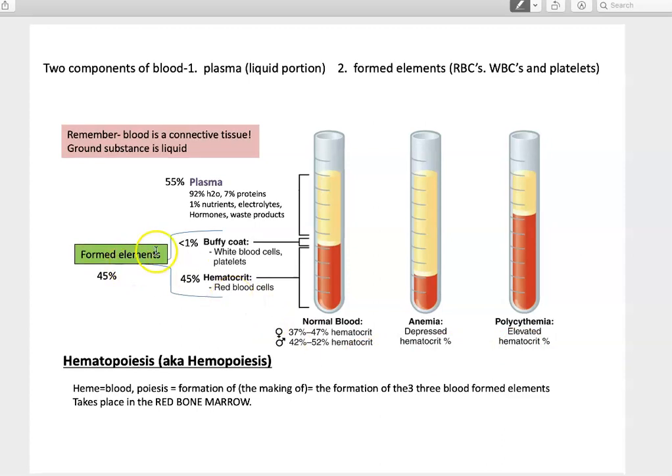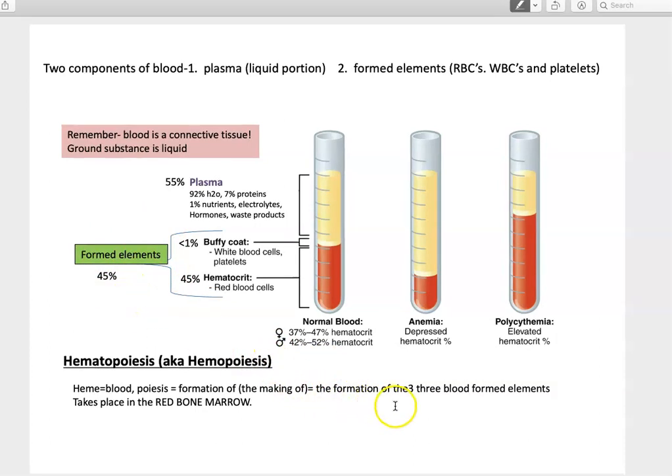And how do we get these formed elements? Where do they come from? Remember this term, hematopoiesis, also known as hemopoiesis? Heme means blood, poiesis means formation of. This is the formation of our blood formed elements.